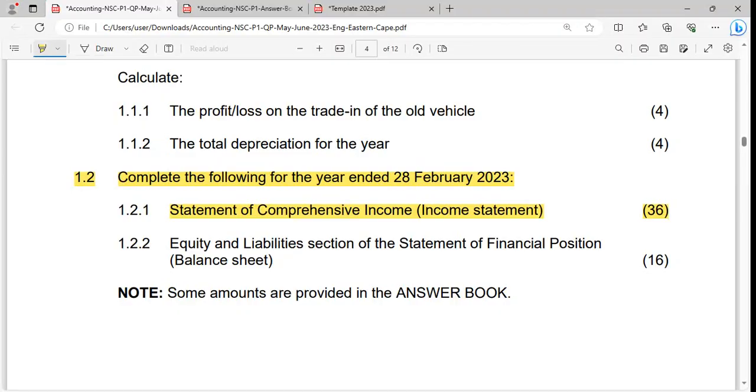In this recording, my awesome learners, I will show you the solution for 1.2.2. So in this one, we are required to prepare the equity and liabilities section of the statement of financial position, which is the balance sheet. So by so doing, this is formula 16 marks.